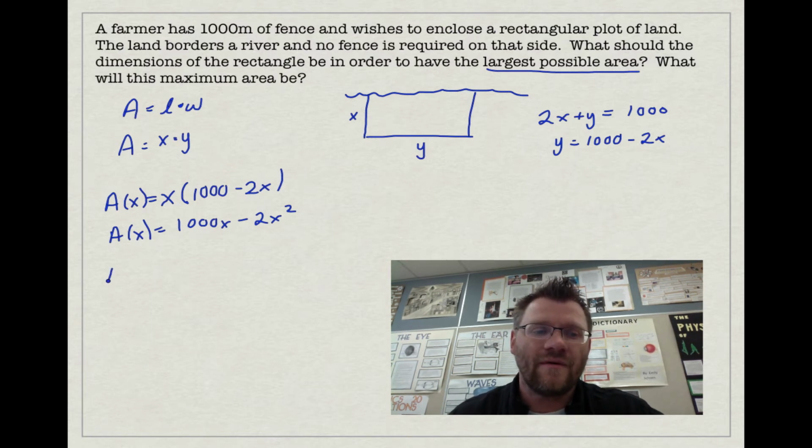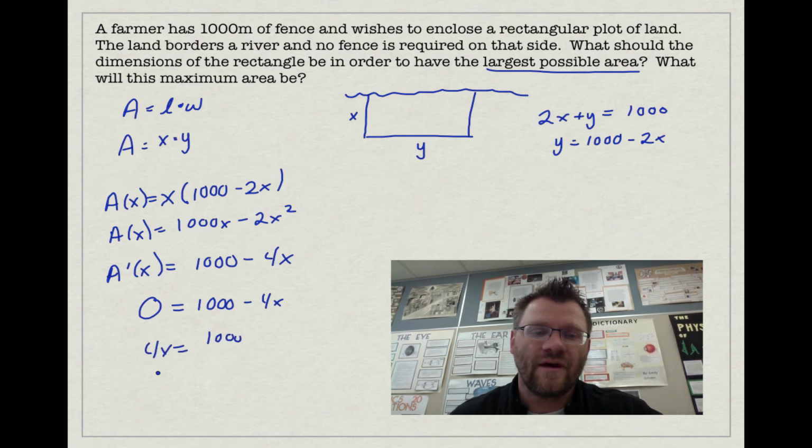That's going to be if we take the first derivative. So we take the first derivative, that's 1,000 minus 4x, and then we set it equal to 0. That tells us that 1,000 is equal to 4x, so x is equal to 250. Well, if x is equal to 250 meters, then y is going to have to be the remainder, so y is going to be equal to 500 meters.